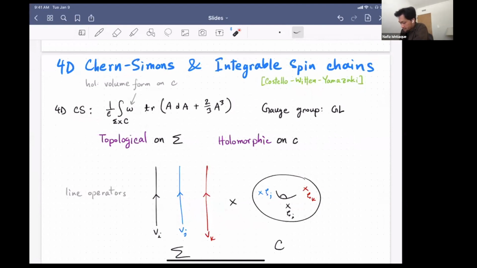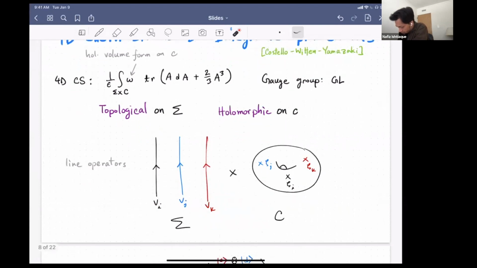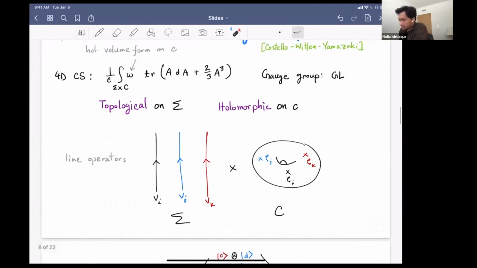This theory has some very nice and intuitive connections to spin chains, which were pointed out in great detail by Costello, Witten, and Yamazaki. I'll review briefly some of the properties. The theory is topological on sigma and holomorphic on the Riemann surface. And we can create a spin chain inside this 4D Chern-Simons theory using line operators. Suppose that we have a bunch of line operators that are parallel to this topological surface. So there are lines inside sigma carrying some representations of whatever our gauge group is, and they're located at certain points in the holomorphic direction. So this line is located at this point.